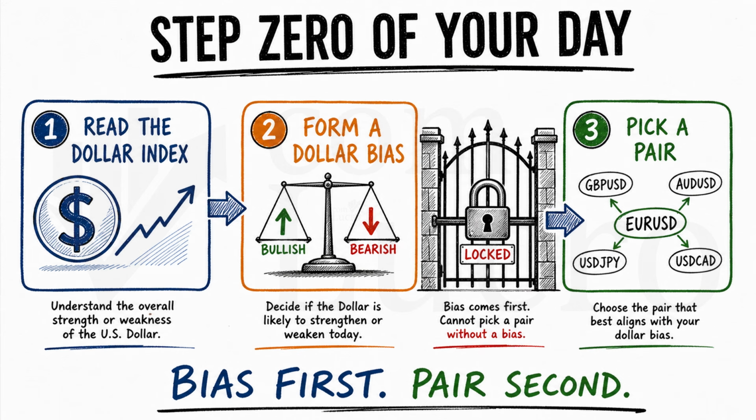So where does it sit in your day? Right at the front, before you open a single pair. You already built a session routine back in Chapter 3, so you know when your market is awake. Add one step ahead of it. Look at the dollar index, form a dollar bias, and only then go hunting for a pair to express it.